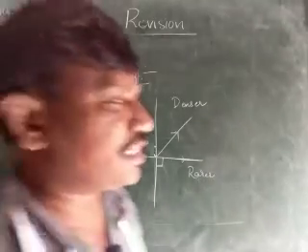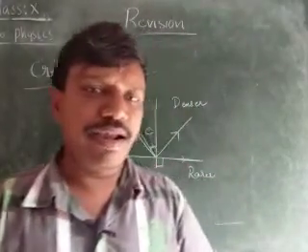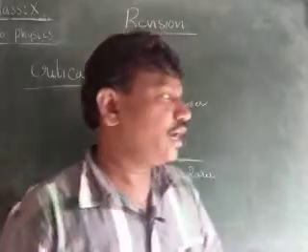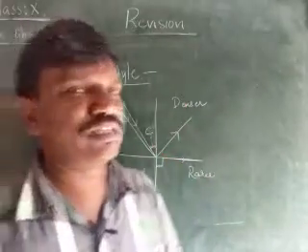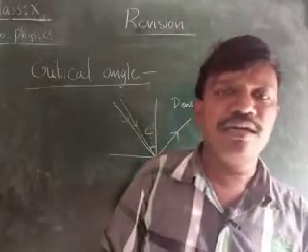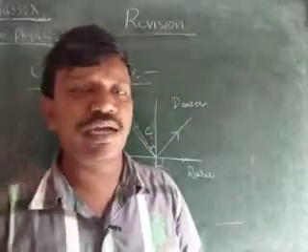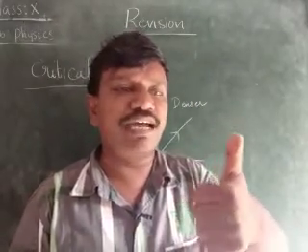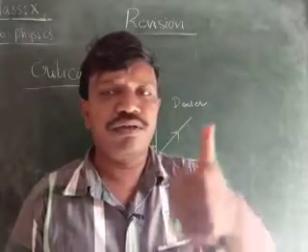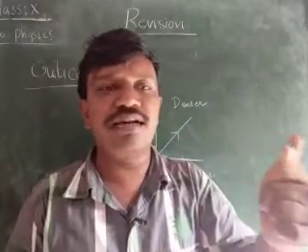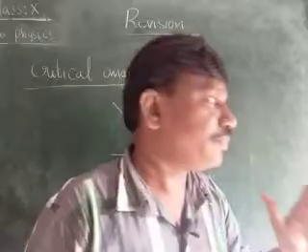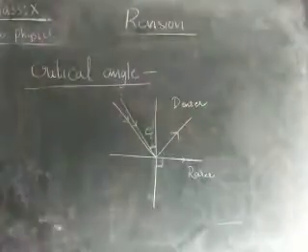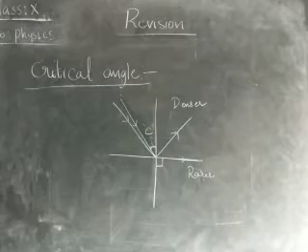Total internal reflection takes place only when the light ray travels from denser to rarer. And critical angle takes place when the light ray travels from denser to rarer. All these points you should make a note of, children. Total internal reflection takes place when the angle of incidence is greater than the critical angle.